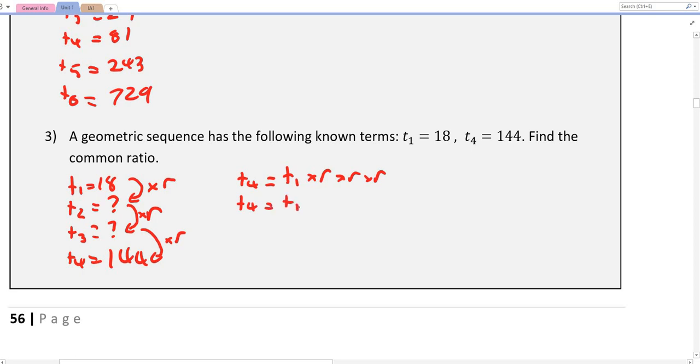Everyone's a critic. T1, and I'm just going to tidy up that r times r times r to be r cubed.